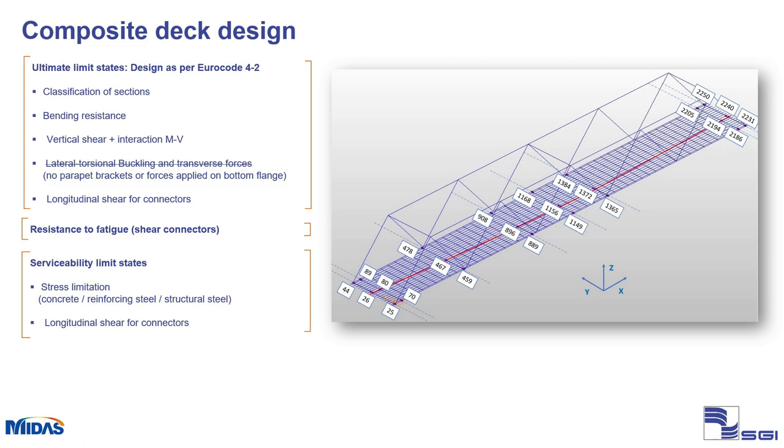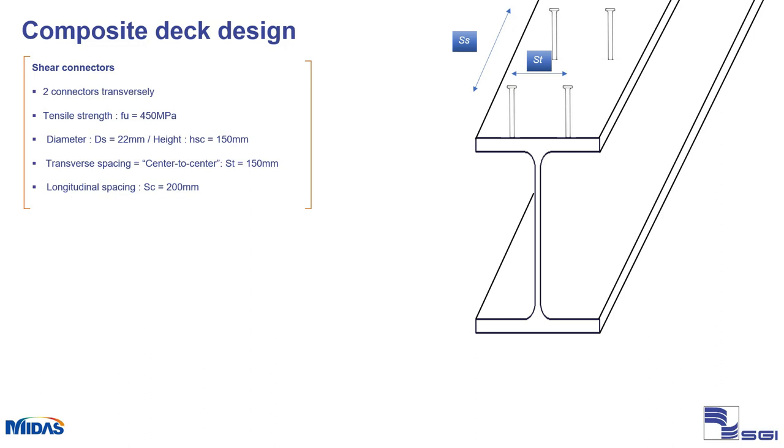About serviceability load combinations, we will check stresses in each material included in composite section. Longitudinal shear connectors are also verified with serviceability loading. The picture displayed shows the composite beam I included in the design. I selected mid-transverse span and ending position for different beam positions that seemed relevant to me. On this slide, I sum up shear connectors parameters related to composite elements with steel I section. Spacing, sizes, and tensile strengths of connectors are required details.